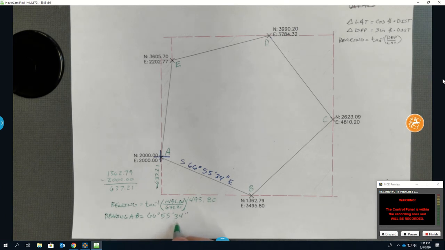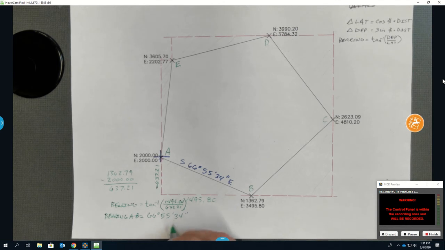But if you figured it out with the angles and everything, with the calculator with angles, instead of doing the calculation longhand like you're doing, it'll come out to be 66, 55, 33.67. That 0.67 you round up to 34 seconds.